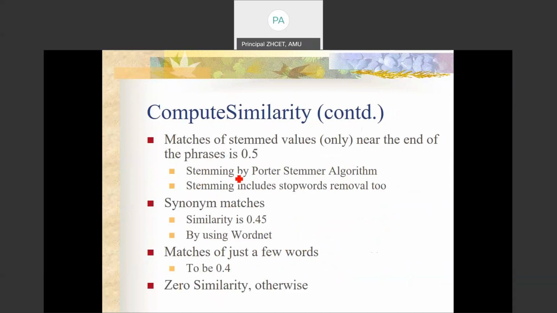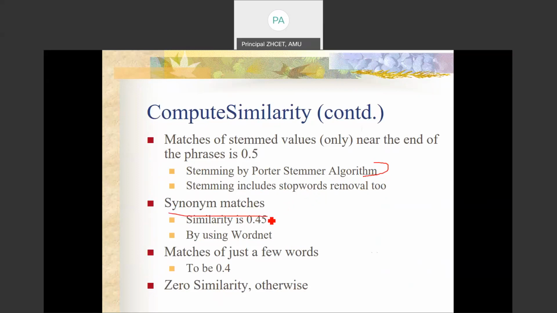Obviously for stemming, I can use the Porter stemming algorithm, and stemming should include stop words removal too. There are stop words, they must be removed. But I'll have to have a different stop words list. Otherwise, if you use the standard list, "is" will also be eradicated. I want to retain them because only then can my X is A form or a variation of it be detected.